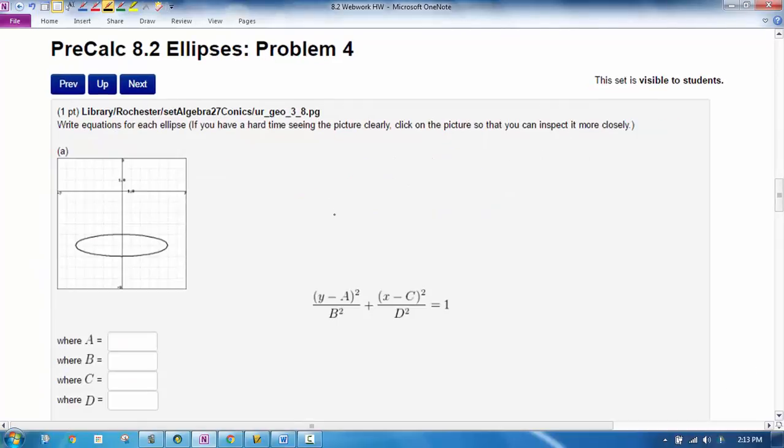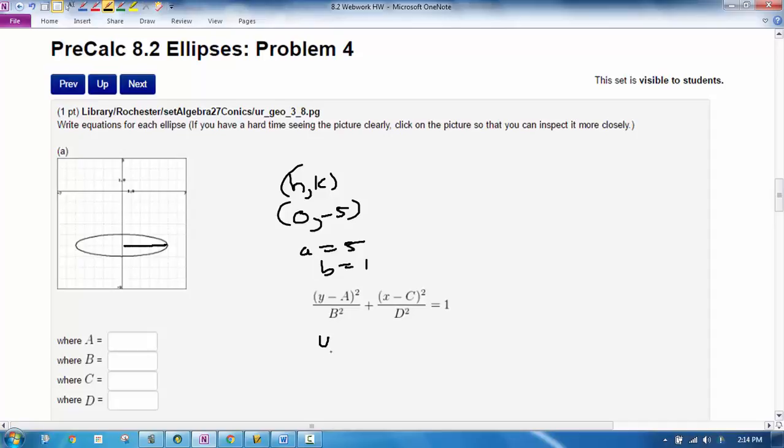Okay, the next problem wants us to write an equation for this ellipse. It looks like the center, h, k, in this case is at 0, negative 1, 2, 3, 4, 5. So we can go ahead and plug those in for h and k. And then a is the length of half the major axis, which is 1, 2, 3, 4, 5. So a is 5. And b is half the minor axis, which looks like 1. So we just have to plug all those things in.